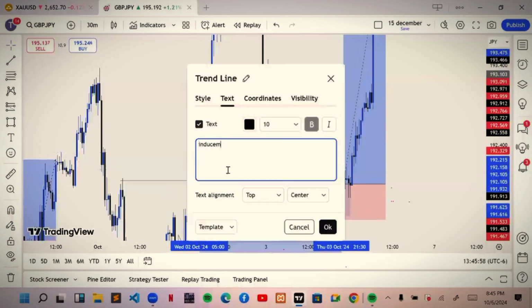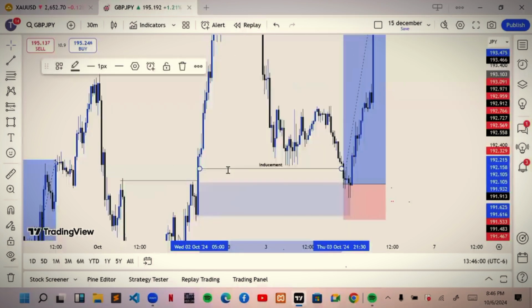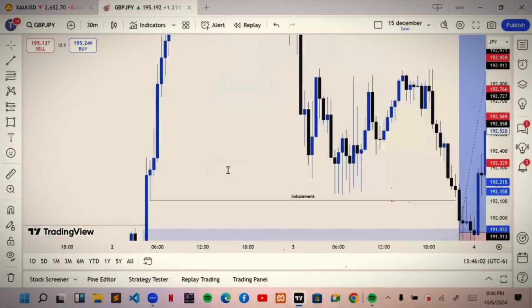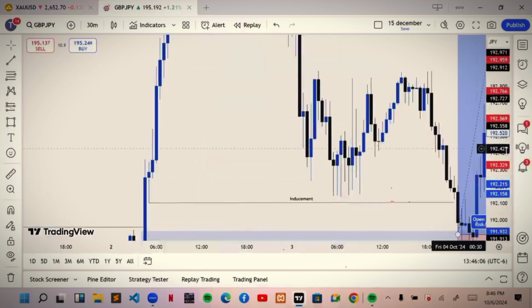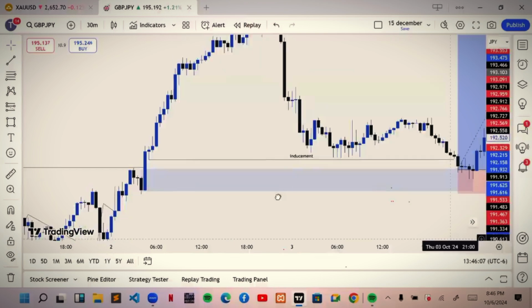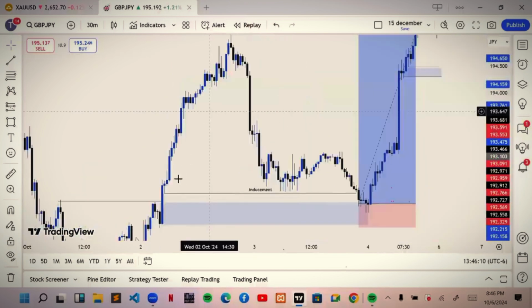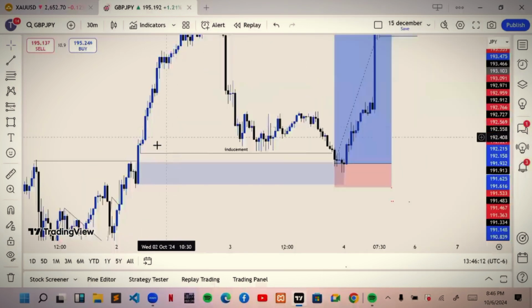This is your inducement. Like I said, it can be a single candle, multiple candles. But pay attention, you can see this candle right here. After this candle, this pullback happened, still pushed market up more than the last move. So this is a valid pullback. So I've gotten my break of structure.